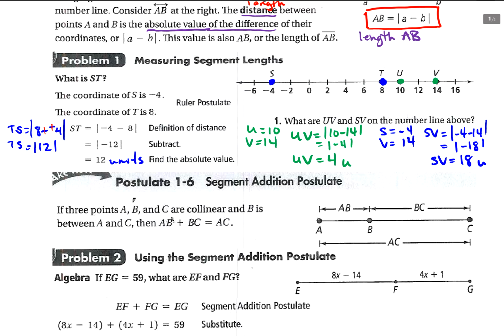Okay, we were asked to find the length of UV and the length of SV. I identified my points. I put them into the formula. The 10 minus 14 in absolute value. Length of UV is 4 units. S is at -4, V is at 14. And so the length of SV turned out to be 18 units. Even if you put them into the equation in the opposite order, you would still get the same answer. All right, so this is a good way to find length. This is for horizontal and vertical lines.